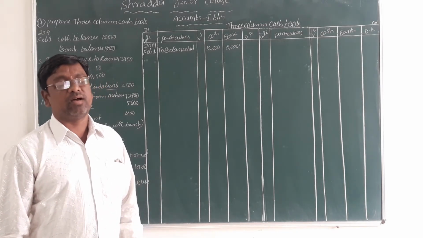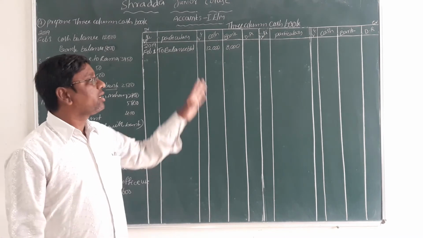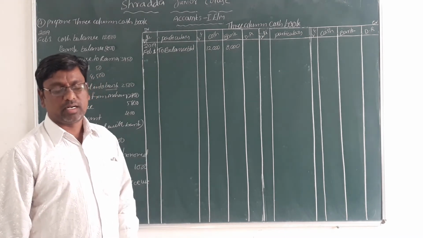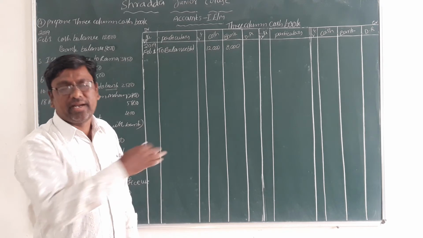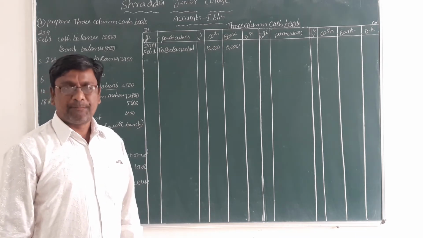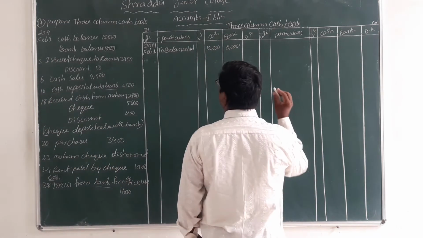This time we record it on the credit side. Why? Because it is a payment. Cheque issuing is what? Payment. That's why we record it on the credit side.